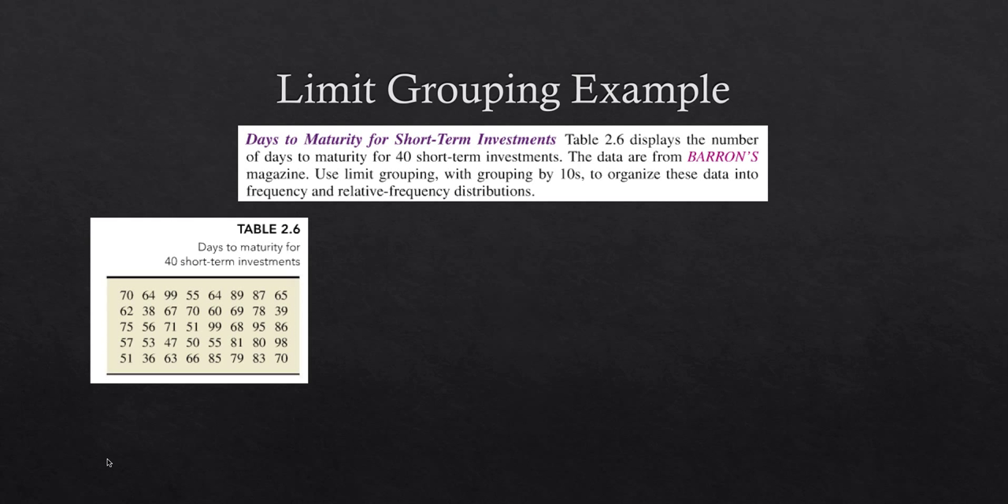Alright, so here's a limit grouping example. We've already done single value, so here's a limit grouping. It says, Table 2.6 displays the number of days to maturity for 40 short-term investments. The data are from Barron's magazine. Use limit grouping with grouping by 10, so that tells you your width right there, grouping by tens to organize these data into frequency and relative frequency distributions. So, what we're going to do is, first of all, let's draw our table.